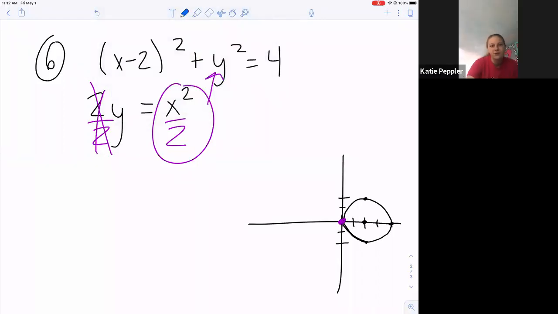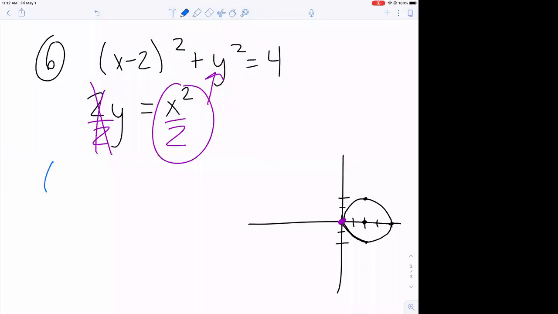Yeah, that's gross. This one's going to be intense. Let's see what we got. So it's (x - 2)² + (x²/2)² = 4. So the first thing I'm going to do is we do have to FOIL this bad boy.